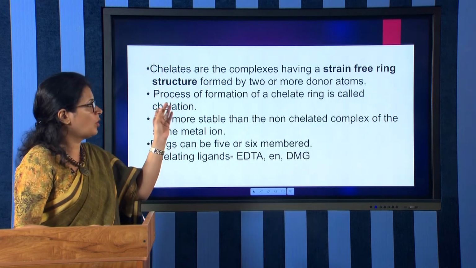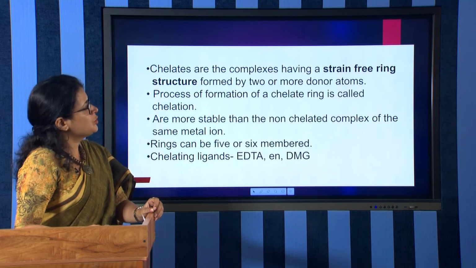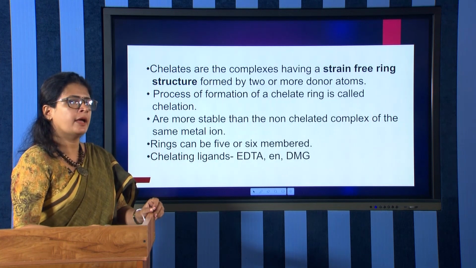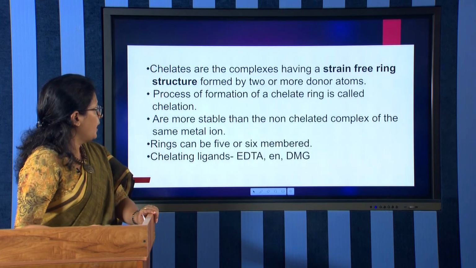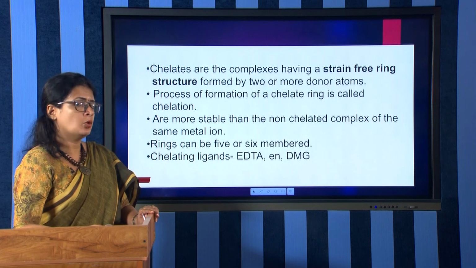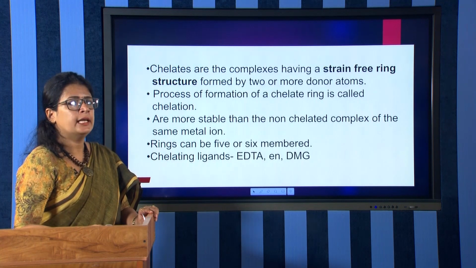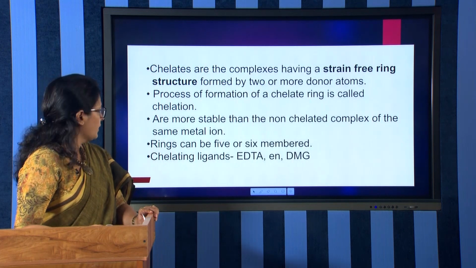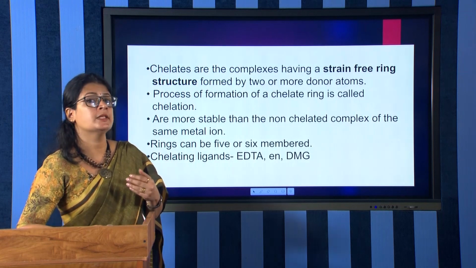That is why they are called strain-free ring structures, and are formed by two or more donor atoms. I have already told that polydentate ligands form such structures. And the process of formation of a chelate ring is called chelation. So, what is chelation? It is the process of formation of a chelate ring. They are more stable than the non-chelated complexes of the same metal atom.